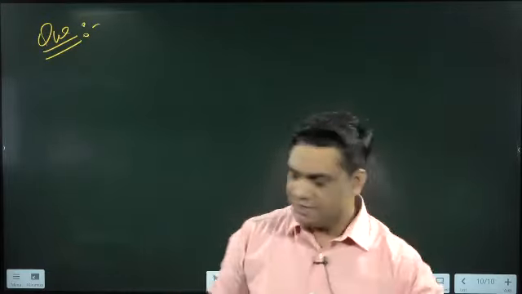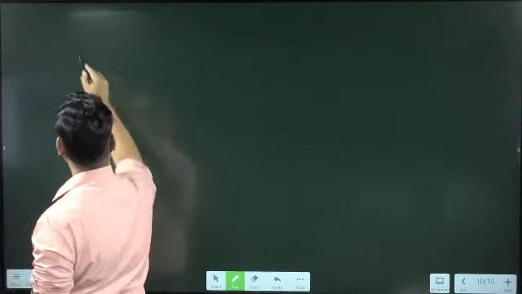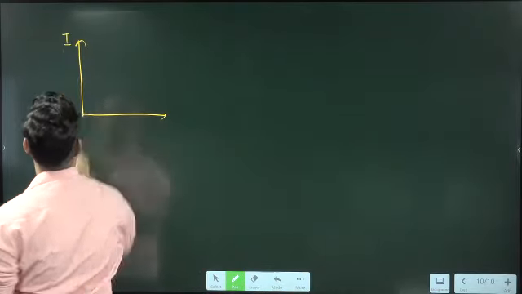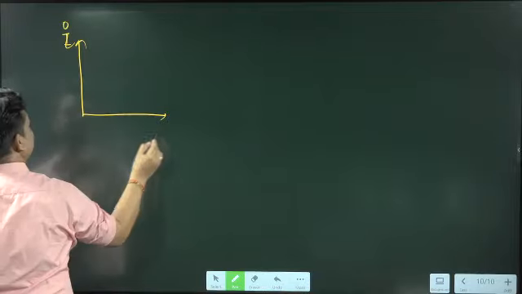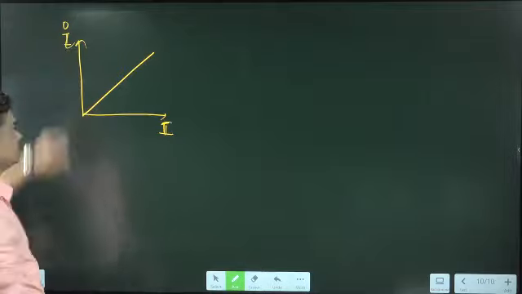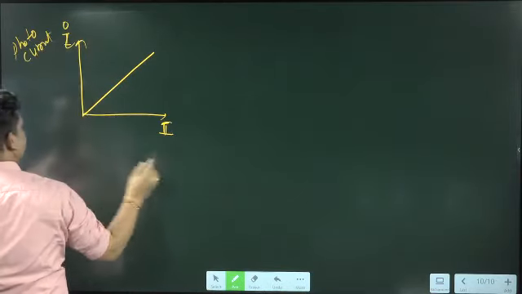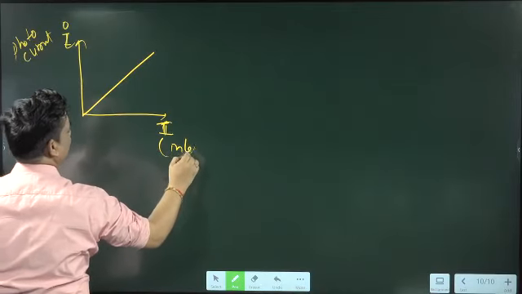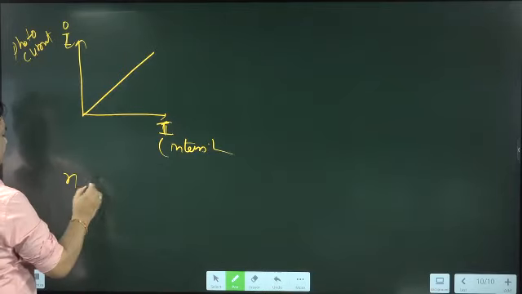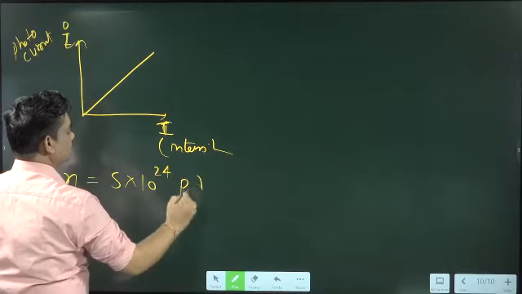Now in this one, you need to remember the first parameter: the graph of intensity. This is the photocurrent, and this is the intensity I. This graph is directly proportional all the time. Both are directly proportional. Basically the number of photons is given by this formula, 5 into 10 power 24 P lambda.